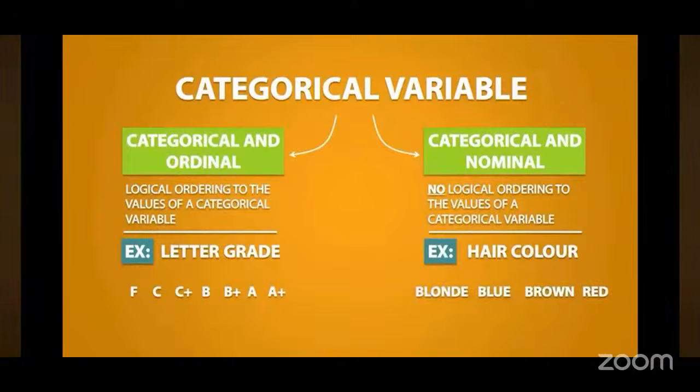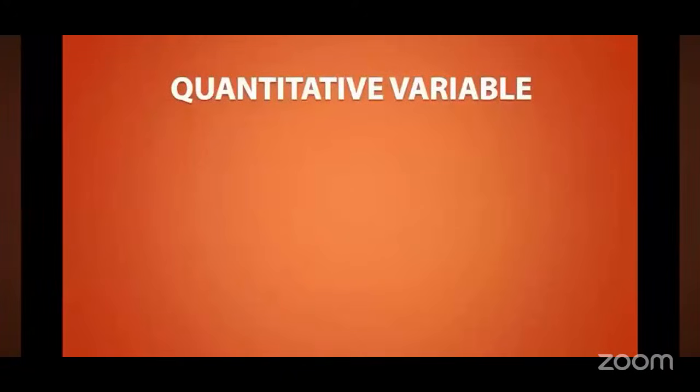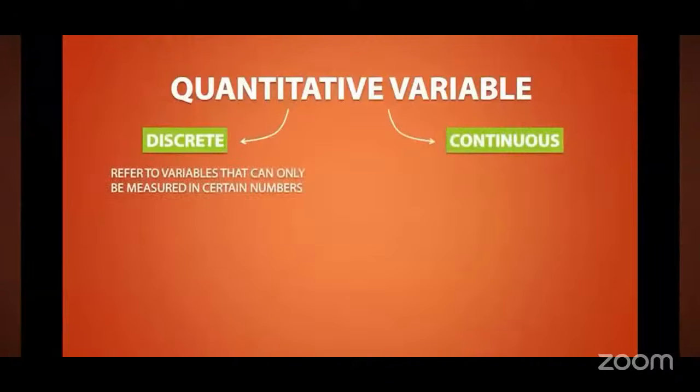There are also two types of quantitative variables. There is discrete and continuous. Discrete variables refer to variables that can only be measured in certain numbers. An example of this is the number of pets you own.